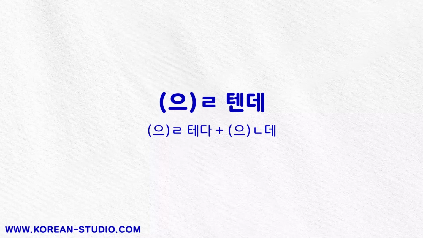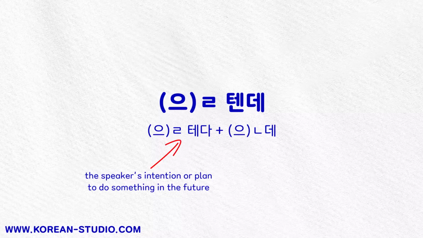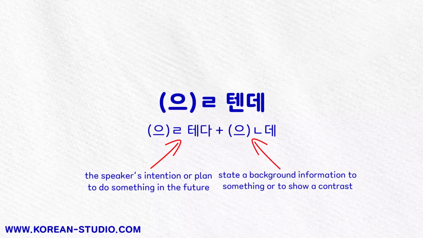So to kick things off again, we are going to begin with a bit of a grammar lesson, and today we're going to focus on how to use the connective ending 을 텐데. Now, 을 텐데 combines two verb structures. 을 테다, which we use to talk about the speaker's intention or plan to do something in the future, with 은데, which we use to state background information to something or to show a contrast.